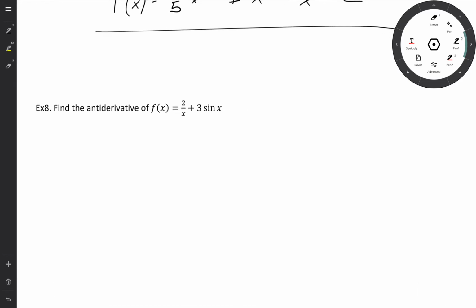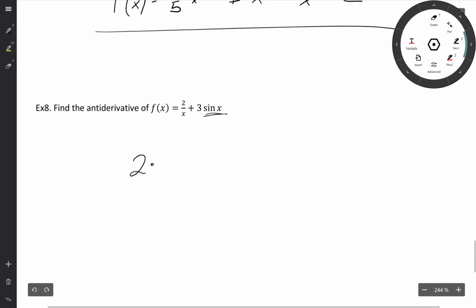All right, example 8. This one gets more complicated because I got this trig function in here, which are very, very difficult. Okay, so I got f of x is equal to 2 over x plus 3 sine of x. If I want to simplify this, I can break it apart, look at one piece and then the other piece. Okay, so let's look at this 2 over x first. Well, it's going to be 2 times whatever the antiderivative of 1 over x is. And luckily we know that this is the natural log of the absolute value of x.